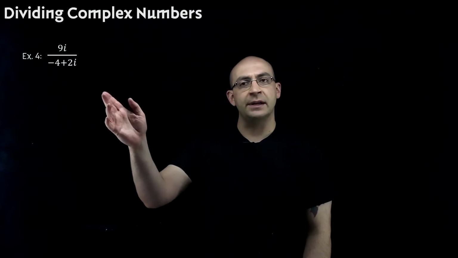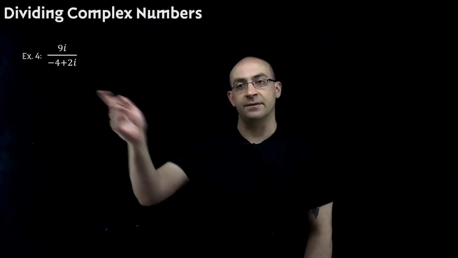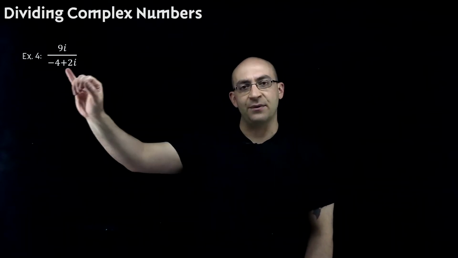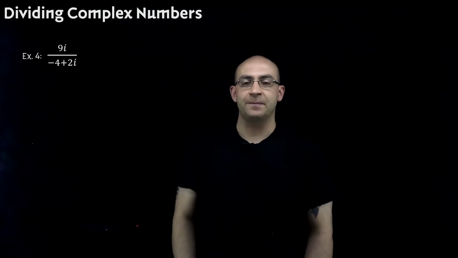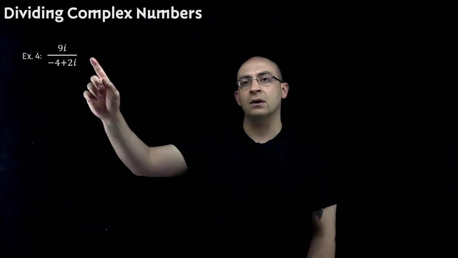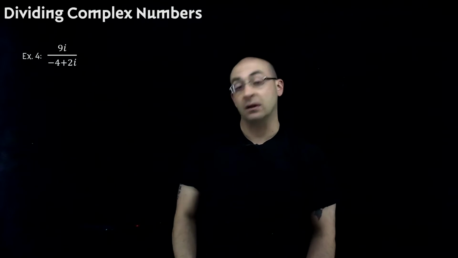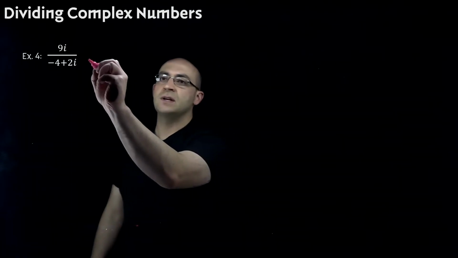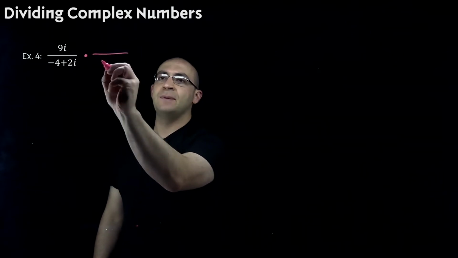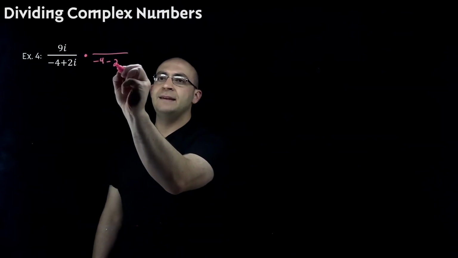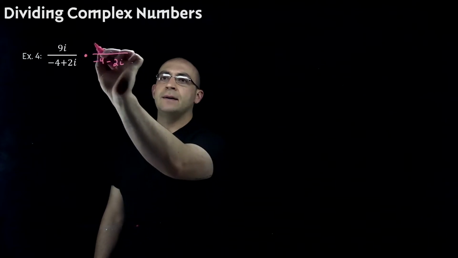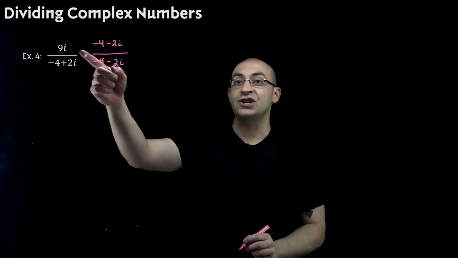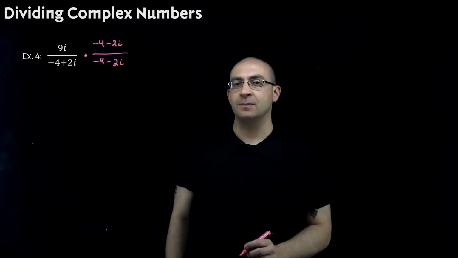So we're going to do the same process. The question really is here, what is the complex conjugate of this expression? Well, remember, it's exactly that expression, but the operation that links them together is going to switch. So our multiplier, our complex conjugate, is going to be -4 minus 2i. So we're going to multiply both the top and bottom by -4 minus 2i. So we're going to distribute the 9i to both terms on top.